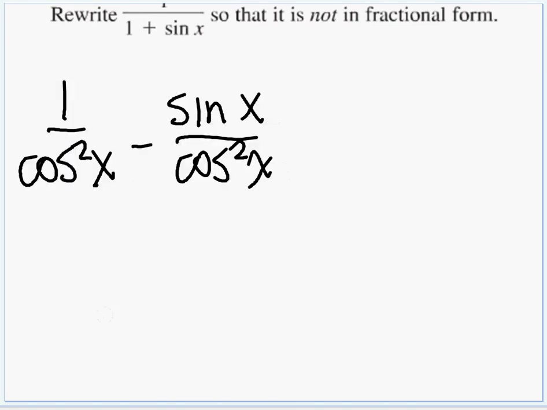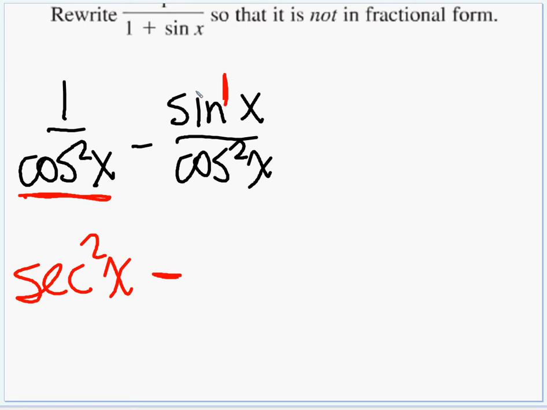Okay, the easiest one is right here at the beginning, 1 over cos squared. Well, cos is the reciprocal of secant, so this 1 over cos squared is the same as secant squared of x. Now here, this one's a little different. Notice our denominator is squared, our numerator is first power. So here we are going to break this up into a first fraction times a second fraction.